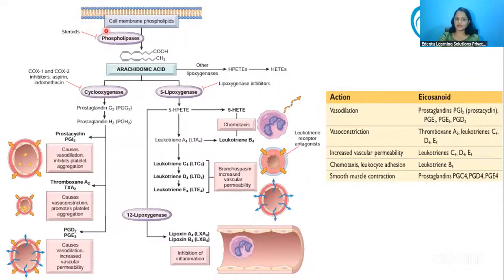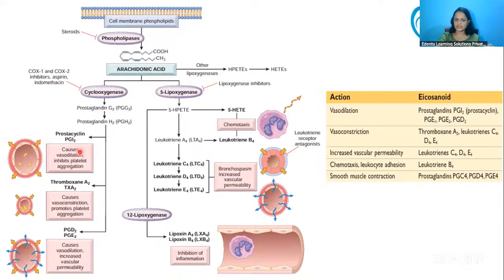In the cell membrane, you'll be able to see this arachidonic acid, which in the presence of phospholipases gets converted into arachidonic acid metabolites, and then it will again break down and form further metabolites with the help of two pathways. One is the cyclooxygenase pathway, and another is the lipooxygenase pathway. In the cyclooxygenase pathway, it will form metabolites like prostaglandin G2, H2, and prostacyclin, the one that is mentioned in the question.